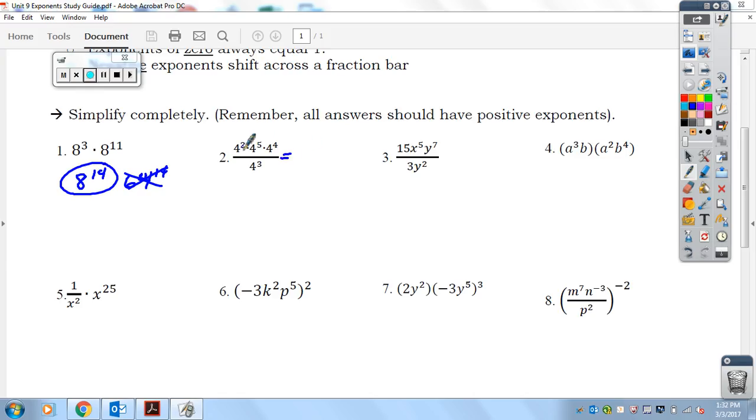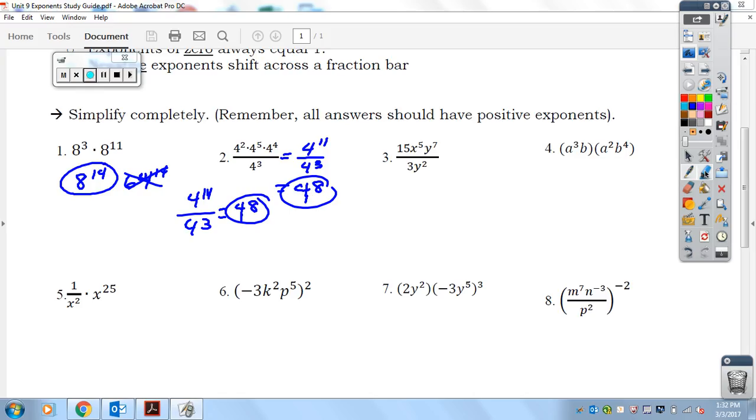Number 2, very similar. Let's combine these. 4 to the second times 4 to the 5th is 4 to the 7th. And then another 4 is 4 to the 11th over 4 to the 3rd. Now, we could use the subtraction property: 11 minus 3 is 4 to the 8th. The way I like to think of it, though, is that 4 to the 11th over 4 to the 3rd, they're going to cancel each other out. Are there more 4s on top or bottom? More 4s on top by 8. Either way, it's 4 to the 8th power, so it is not 48.